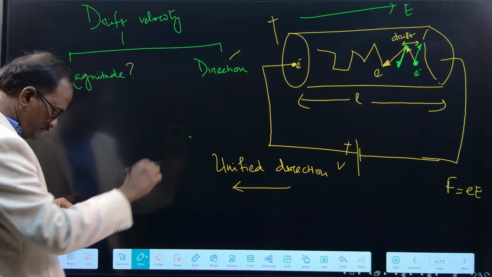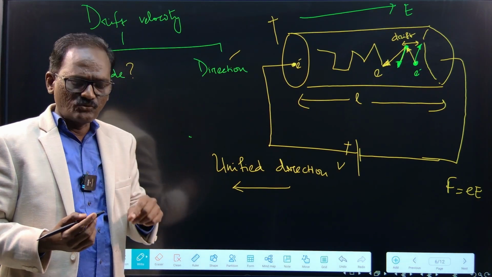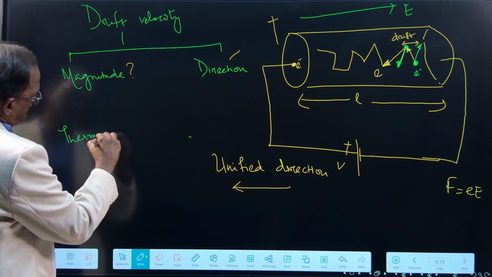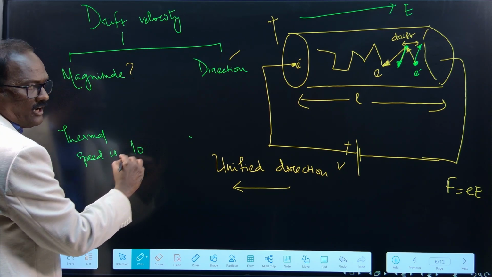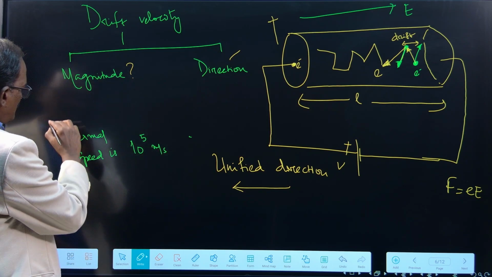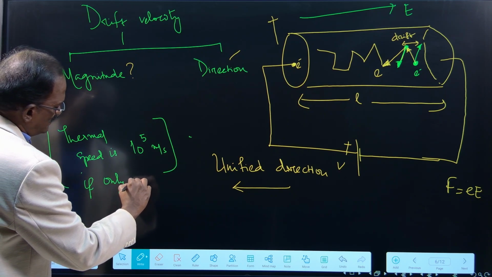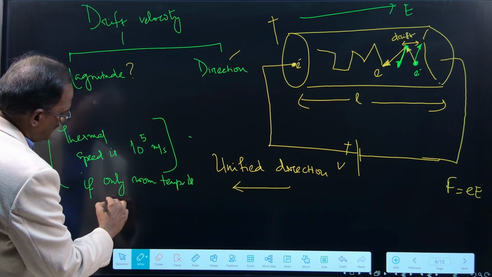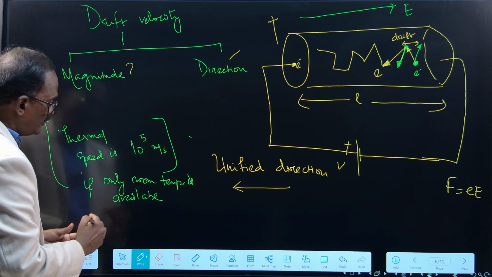What is the magnitude? If only room temperature is available, as in case 1, the thermal velocity or thermal speed is in the order of 10 to the power 5 meters per second. This is if only room temperature is available, with no E field.